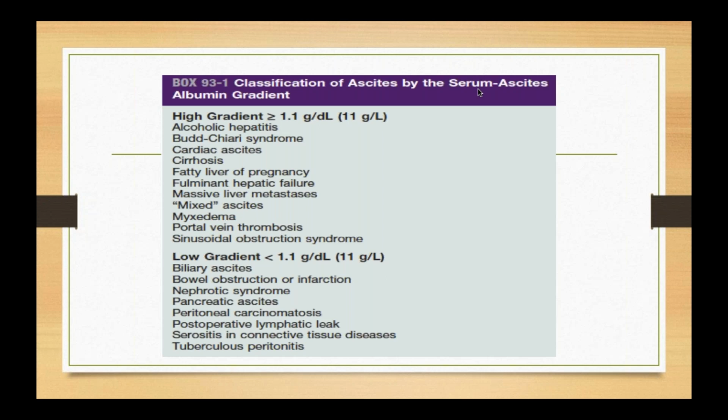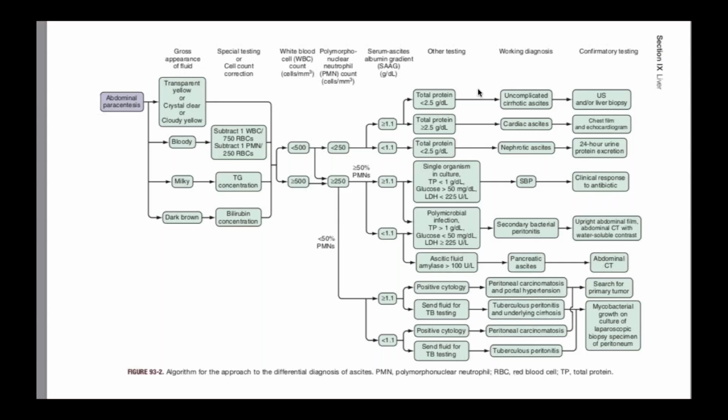Low SAAG ascites is usually basically what used to be earlier exudative, like patients who have inflammation like tubercular ascites, malignant ascites, pancreatic ascites, nephrotic syndrome. All these have low SAAG. Remember, pleural effusion becomes transudative, but in ascites it is low SAAG. Okay, so whenever ascites comes, you always test for SAAG.